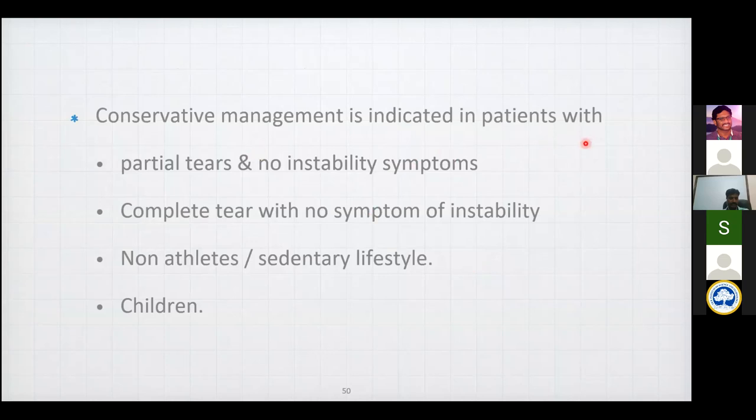Conservative management is indicated in patients with partial tear or no instability symptom, complete tear with no symptom of instability, non-athletes, sedentary lifestyle people, and children.